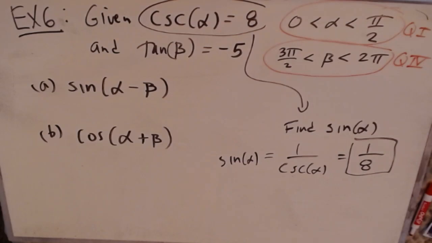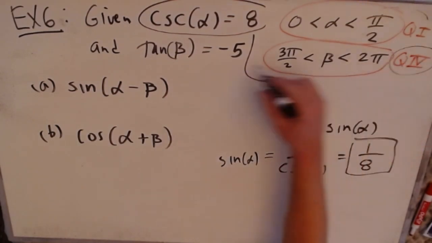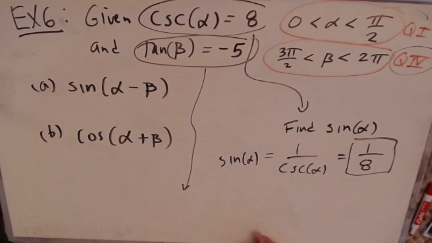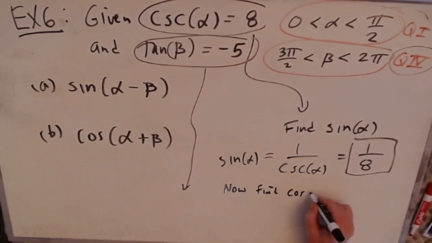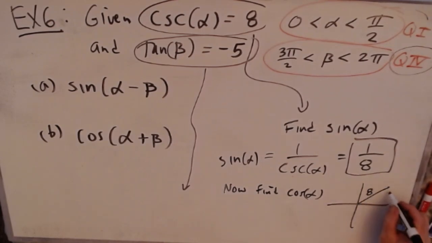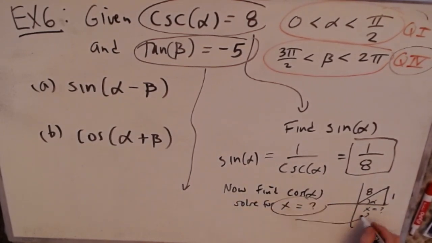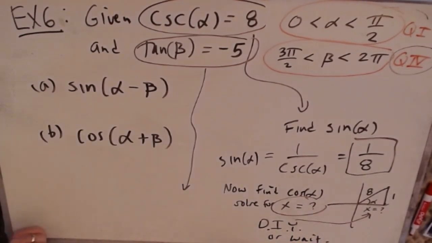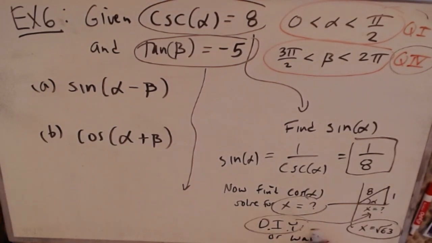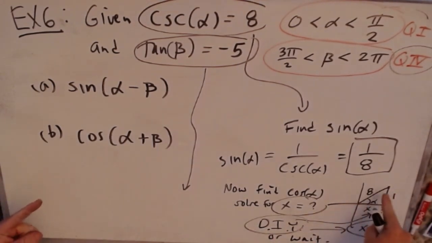All right. Now it's going to get a little tougher because in quadrant 4, oh, I should pause for a second. For what I just did, once you have sine, now you can find cosine pretty easily. You have your sine, so sine is 1/8. And here's your alpha. All you got to do is solve for x. I'll say DIY, do it yourself. That's relatively simple. It's exactly what we just talked about. You're going to end up with the square root of 63. It's just solving the Pythagorean theorem using the hypotenuse of 8 and the opposite side of 1.